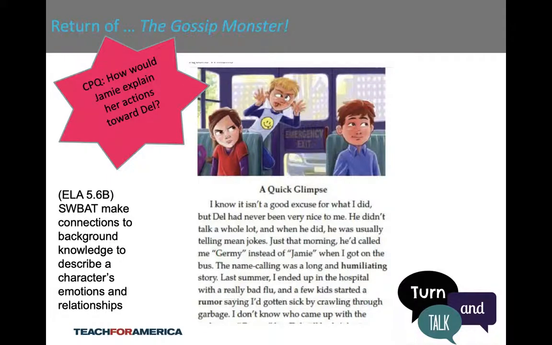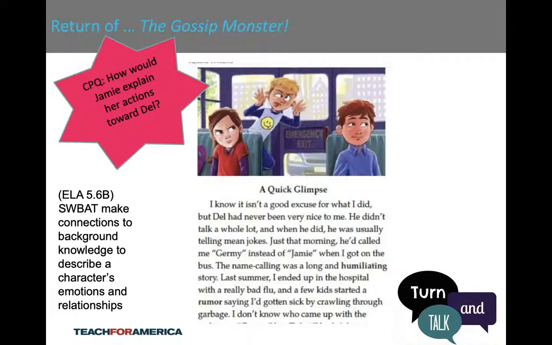So now we're going to think back to our story of the gossip monster and how we might plan a think, turn, talk for this story. Again, our standard here is making connections to background knowledge to describe a character's emotions and relationships. And our CPQ question: how would Jamie explain her actions towards Adele?